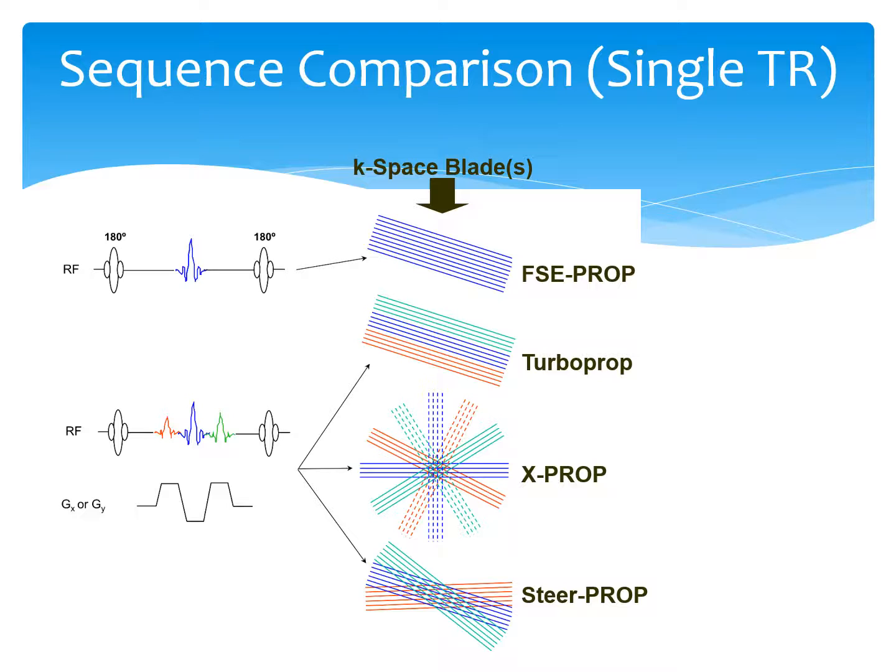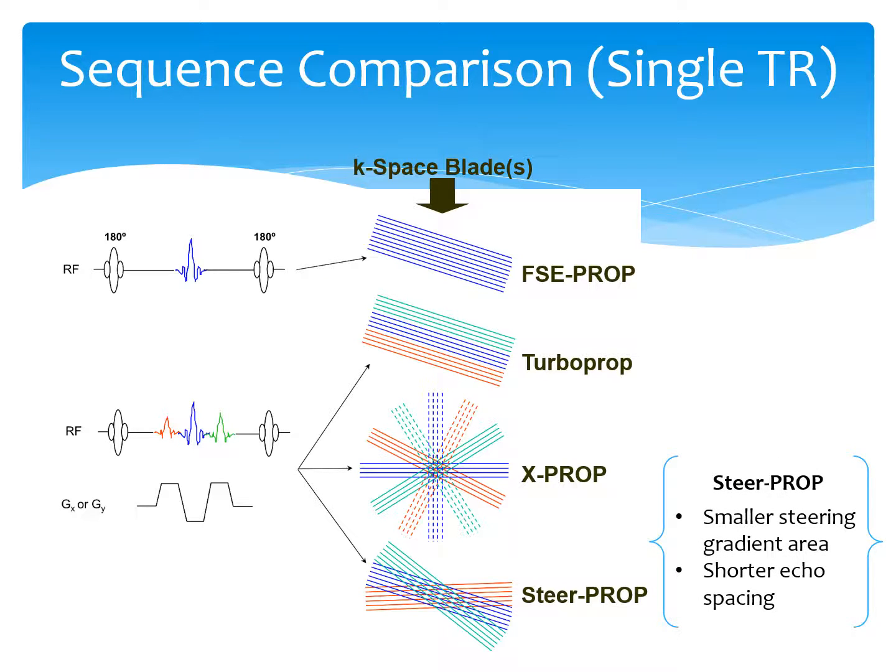In the X-prop case, odd echoes shown by solid lines and even echoes shown by dashed lines are assigned into orthogonal blades. This creates 6 blades which are distributed evenly over an angular range of pi. In our implementation of the steer prop, the 3 blades in every TR are distributed into a narrow angular range by placing them adjacent to each other. As we can see, the increment between the blades in X-prop is larger, and hence the steering gradient has to be larger. The smaller steering gradient in the steer prop allows for the use of shorter echo spacing compared to the X-prop.